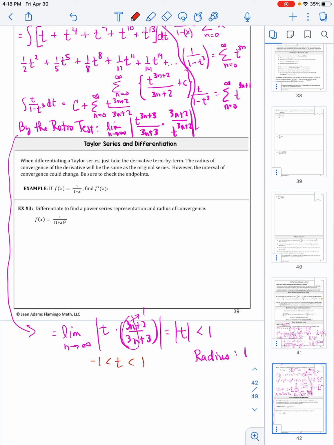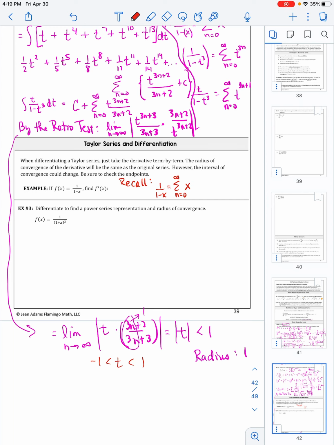Okay, so we're going to have a situation where we're going to have to do that coming up here. I don't know if it's this next example, but I know it is coming up where we have to check those endpoints. Differentiate to find a power series representation and radius of convergence for f of x equals 1 over (1 plus x) quantity squared.